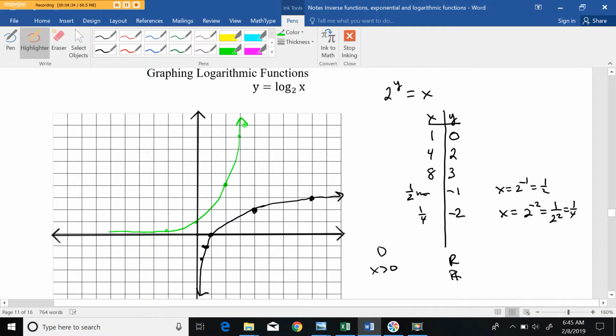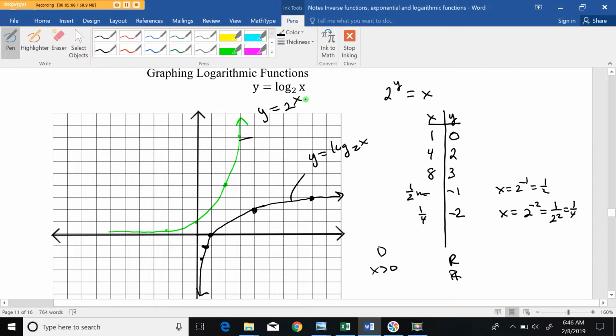All right, so these are the two graphs we're looking at here. This one is a graph of y equals log base 2 of x, and by the way, this is equivalent to this. And then the inverse of this would be y equals 2 to the x. And you'll notice that these graphs are symmetric about y equals x. So that's what a logarithm is, it's the inverse of an exponential function.